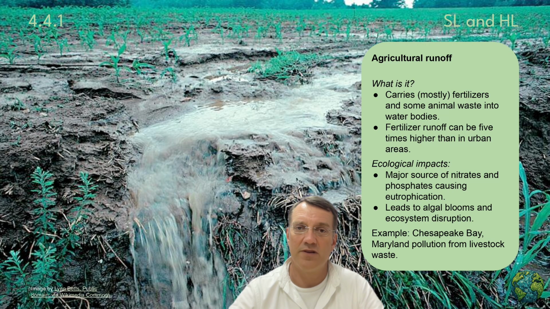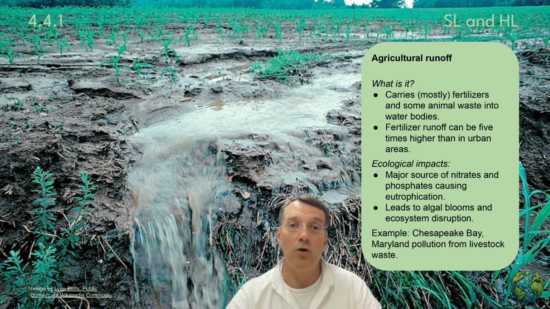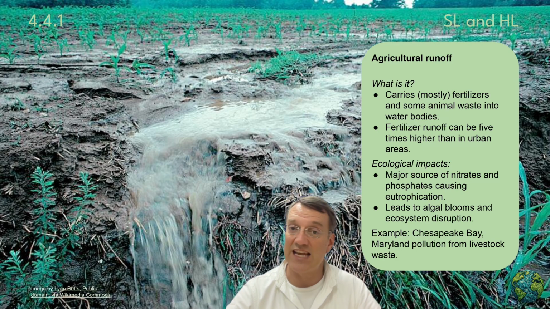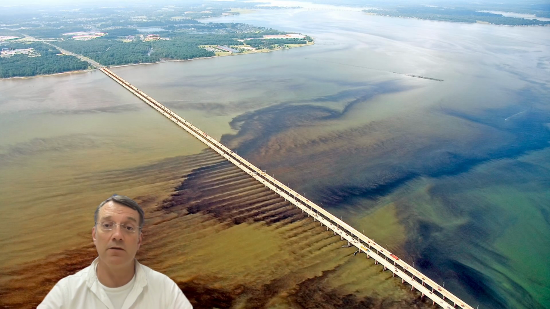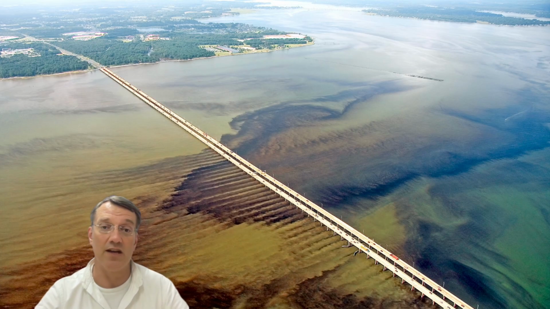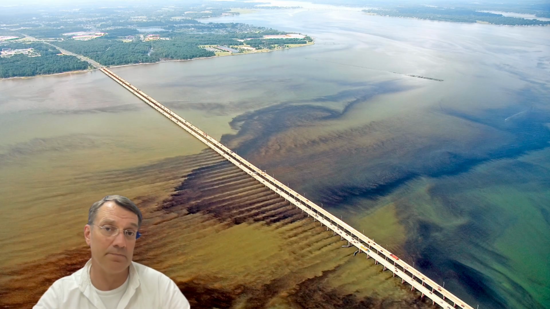Why does this matter so much? Because these fertilizers are loaded with nitrates and phosphates. Those are the same nutrients that cause algae blooms we mentioned earlier. When these nutrients reach water bodies, they trigger a process called eutrophication, which we'll explore in more detail in just a little bit. The Chesapeake Bay in Maryland provides a clear example. Livestock waste from farms throughout the watershed eventually makes its way into the bay, and that contributes to ecosystem disruption. This shows how pollution in one spot can travel through watersheds and then affect ecosystems that are actually far downstream.